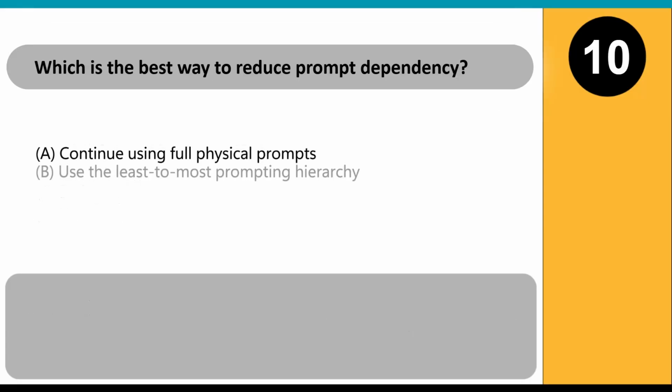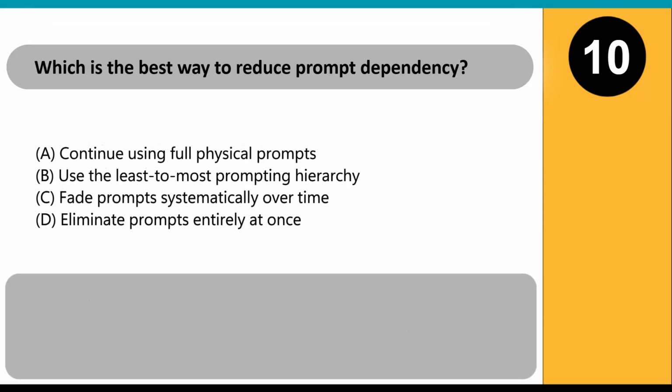Which is the best way to reduce prompt dependency? A. Continue using full physical prompts. B. Use the least to most prompting hierarchy. C. Fade prompts systematically over time. D. Eliminate prompts entirely at once.